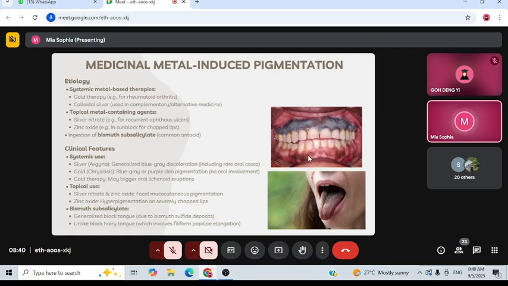Another common example is bismuth subsalicylate found in antacids. When it reacts with the sulfur compounds in the oral cavity, it can form bismuth sulfide, resulting in a generalized black tongue. This should not be confused with the black hairy tongue, which involves elongation of the filiform papillae.